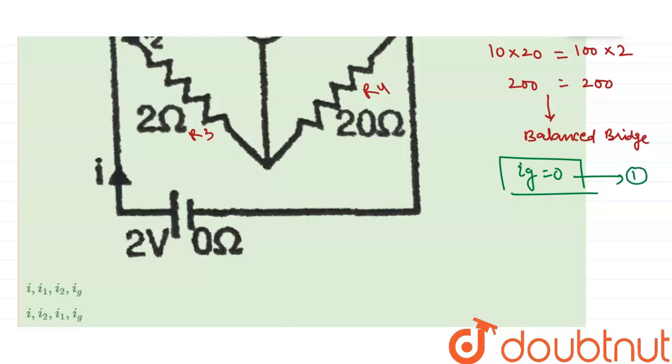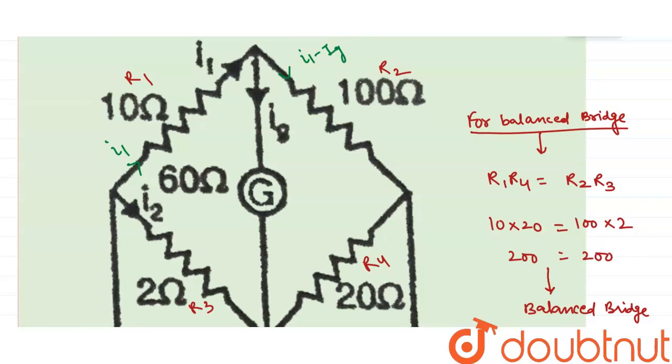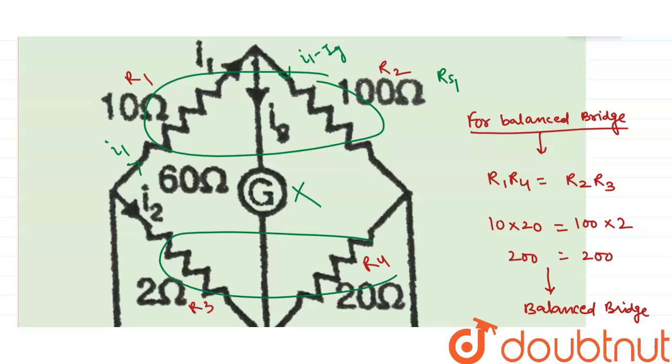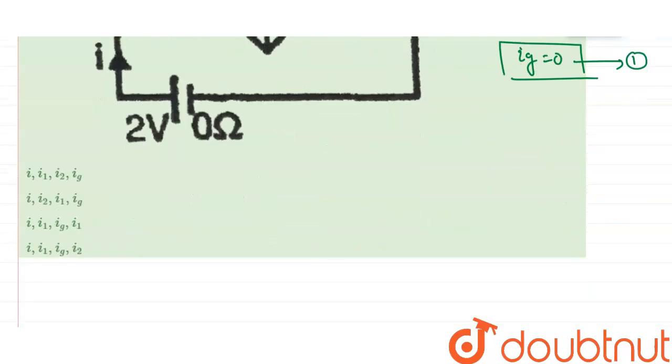Okay, now as you can see, when the current in this G is 0, that means we are going to neglect this. Now 10 and R2, these are in series. Suppose the net resistance is RS1, and similarly this 2 ohm and 20 ohm are also in series. Suppose the resistance is RS2. Now in series the resistances are directly added, so RS1 is equal to 100 plus 10, that equals 110 ohm, and RS2 is 20 plus 2, that is 22 ohm.